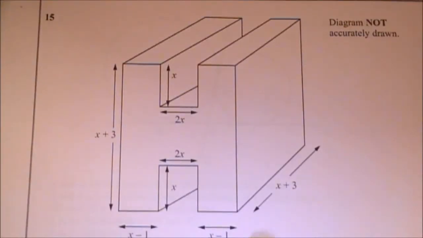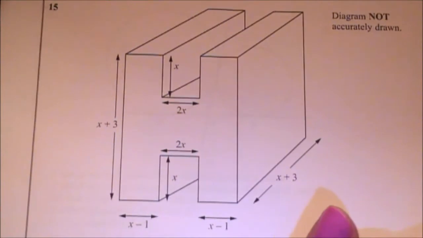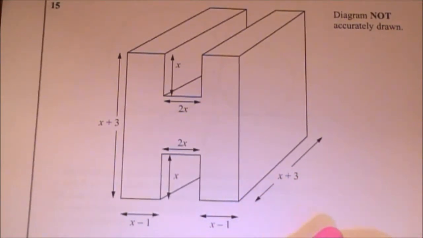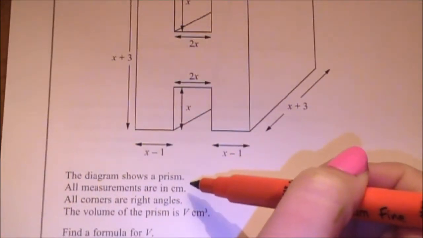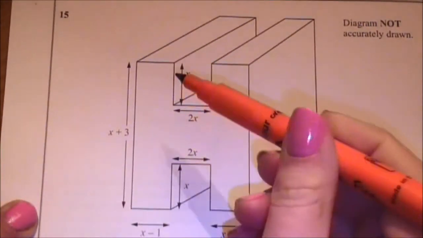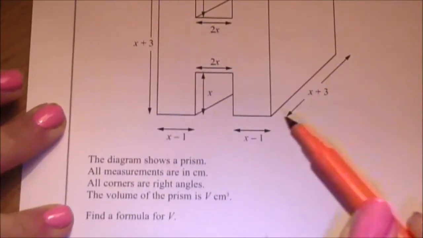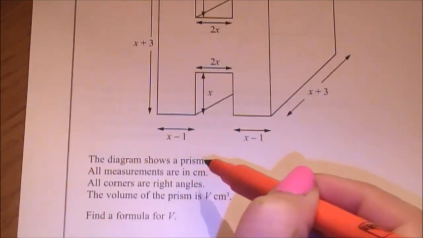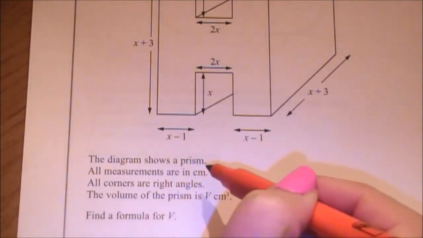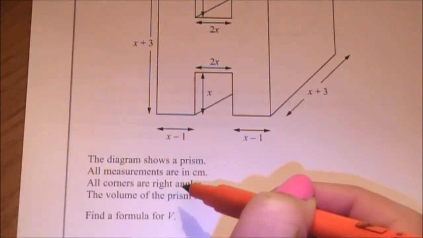Question 15 is a volume question involving algebra. The diagram shows a prism, and remember, a prism is a 3D shape with a uniform cross-section. So in this case, the cross-section is the H shape, and that runs all the way throughout the shape. All measurements are in centimetres, and all corners are at right angles.